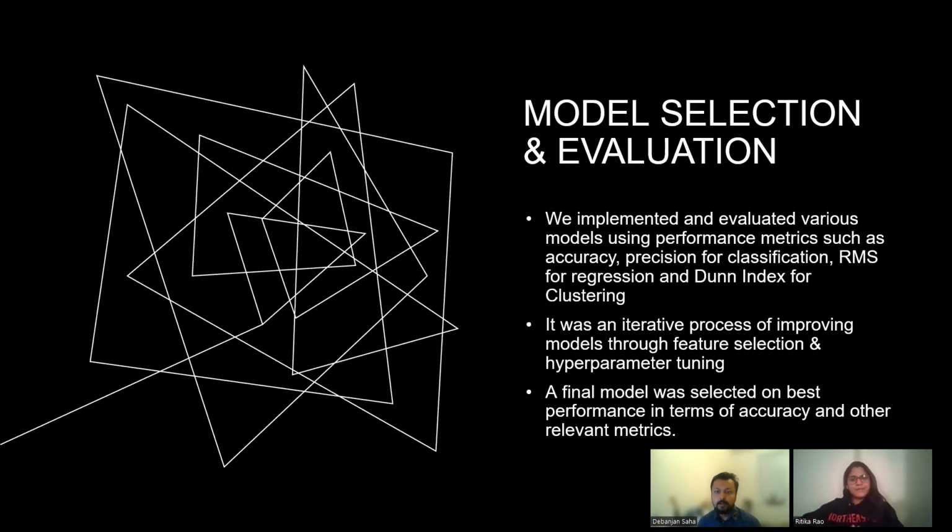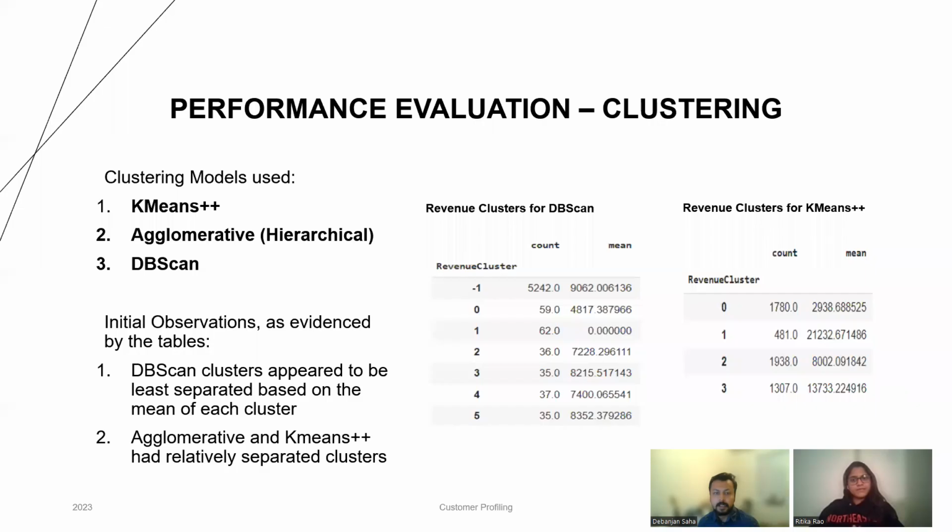So we implemented a lot of different types of models, including regression, classification, and clustering, and we used different types of metrics in order to evaluate those models. So now we will look at the various model selection and evaluation techniques. First, coming to clustering, we had three different types of models: k-means, agglomerative, and DBSCAN.